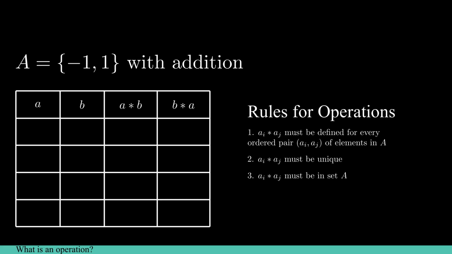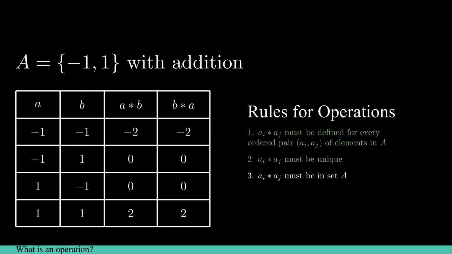Let's first consider simple addition. Here we have -1 plus -1 equals -2, -1 plus 1 equals 0, 1 plus -1 equals 0, and 1 plus 1 equals 2. Let's consider each of our rules for an operation. First, it's clear that A plus B is defined for every ordered pair in our set, and there is only one value of A plus B for each ordered pair, so rules 1 and 2 are satisfied.